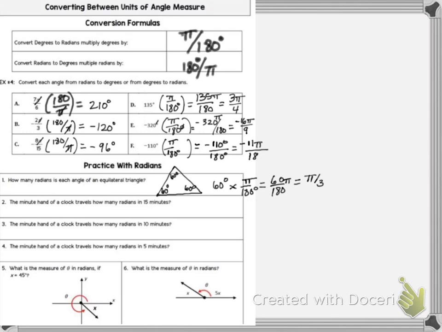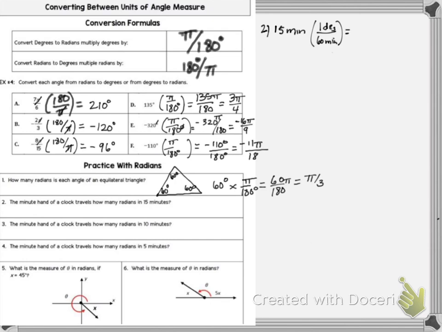All right, it says the minute hand of a clock travels how many radians in 15 minutes? Let me read this question. Number 2, the minute hand of a clock travels how many radians in 15 minutes? So this is what I know. I know that 1 revolution is 60 minutes.